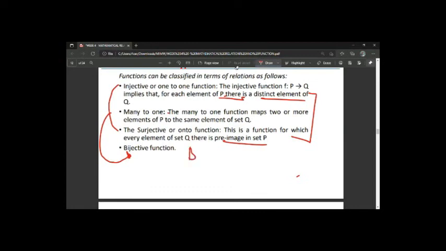So example, P and Q pa rin na set. So 1, 2, 3, 4, 5, 6. So dapat, yung property ni bijective is same with injective. Dapat, unique yung partner ni P. Then, may partner lahat si Q, which is the surjective. So ito yung sinasabing complete one-to-one. Complete siya. Kasi, isa lang ang partner niya na unique, monogamous siya. Then, may partner lahat si Q at si P.